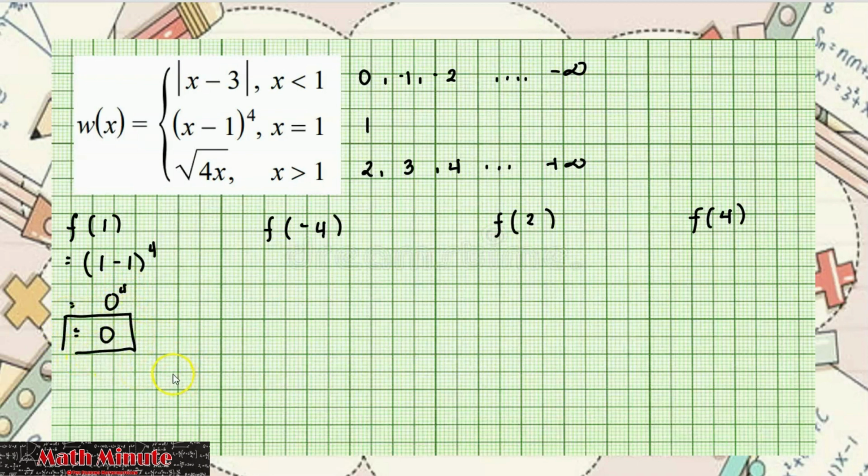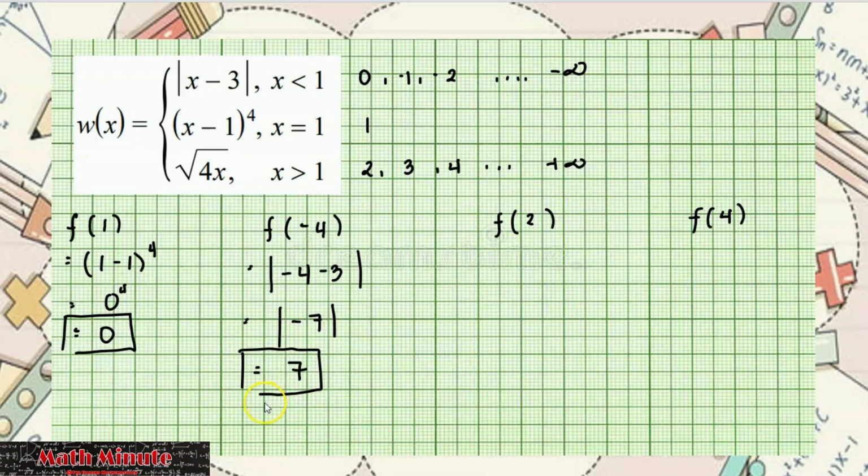When you have f of negative 4, we know that this is less than 1. So we will use the first function rule here. So this will be equal to the absolute value of negative 4 minus 3. Let us simplify the values inside the absolute value first. So this will be the absolute value of negative 7, and the absolute value of negative 7 is positive 7. So f of negative 4 is equal to positive 7.